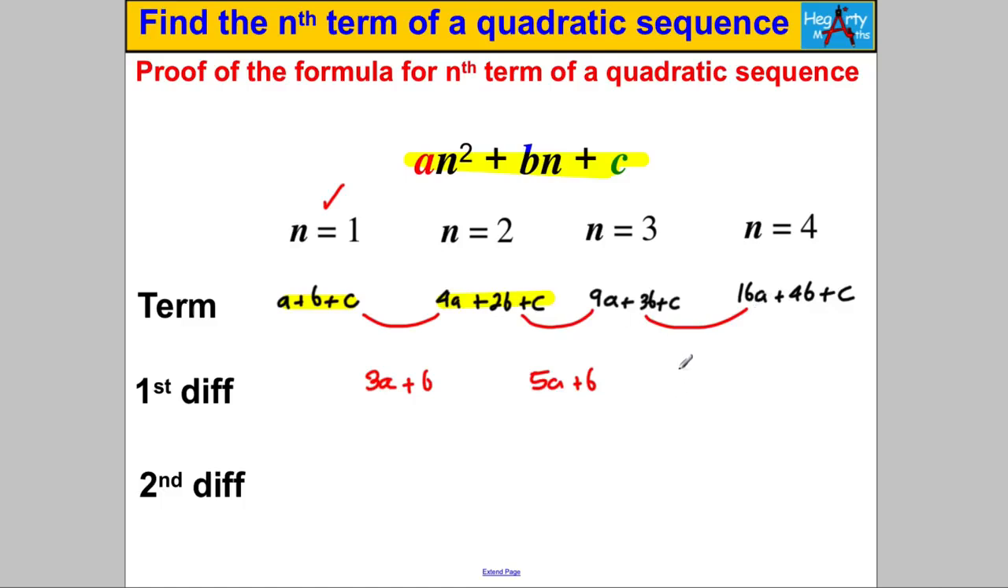16a take away 9a is 7a. 4b take away 3b is 1b. C take away C is nothing. And there we go. And lastly, let's go for this second difference.